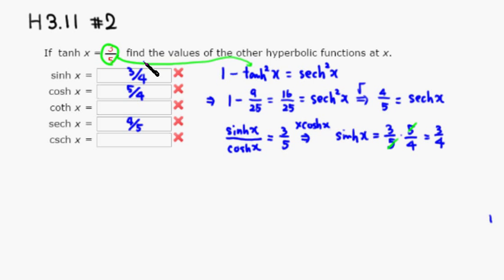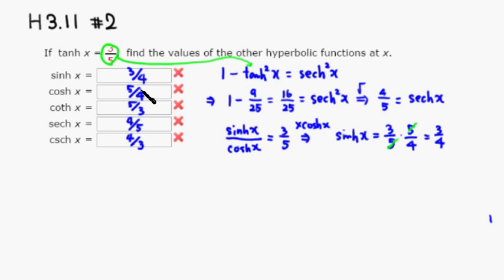Then once you know hyperbolic sine, we know that the hyperbolic cosecant is its reciprocal. So that will be 4/3. And hyperbolic cotangent is the reciprocal of tangent, so it's going to be 5/3.